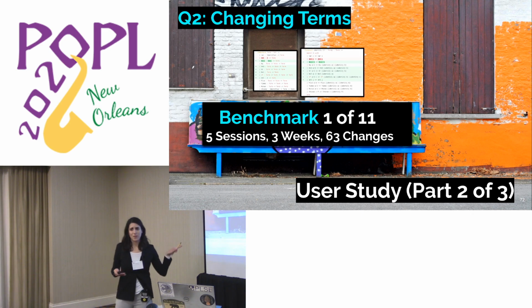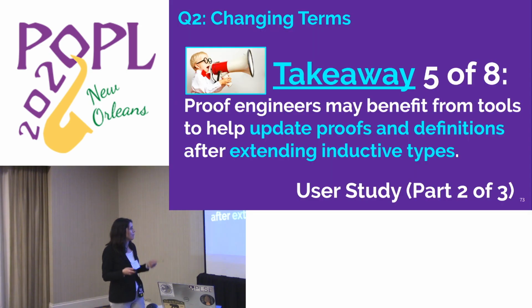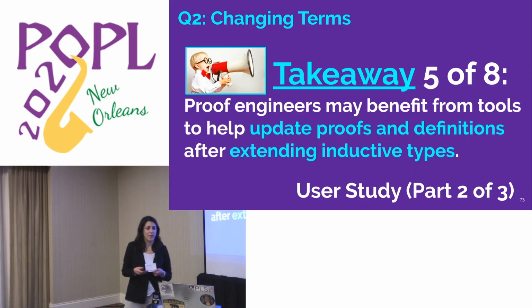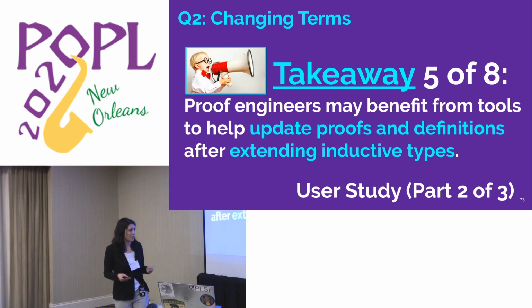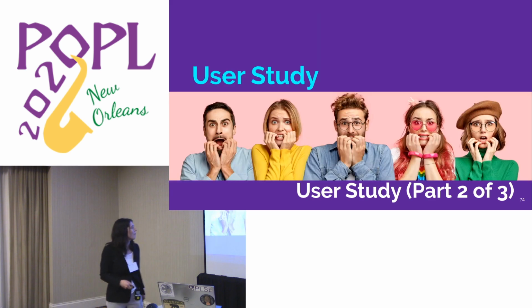So this is the first of 11 benchmarks that we have in the paper for the improvement of proof engineering tools. Because we really think that proof engineers could benefit from current tools to help them update their proofs and definitions after they extend inductive types. Now, there is some existing work on this from a while ago, which I cite and talk about in the paper, but there's nothing really for a current version of COC. So we want to see something new here.